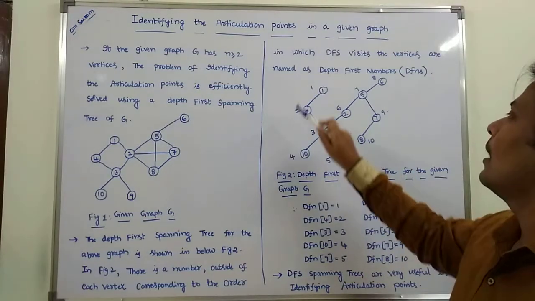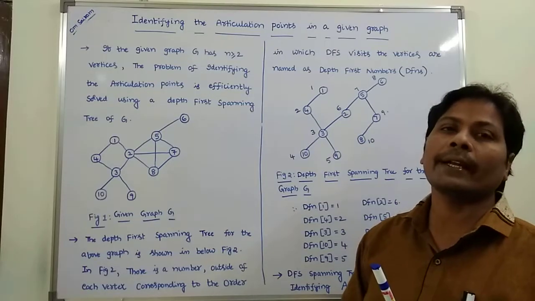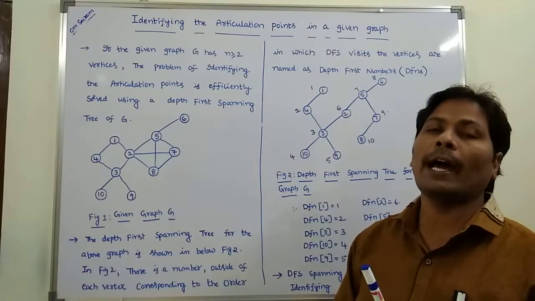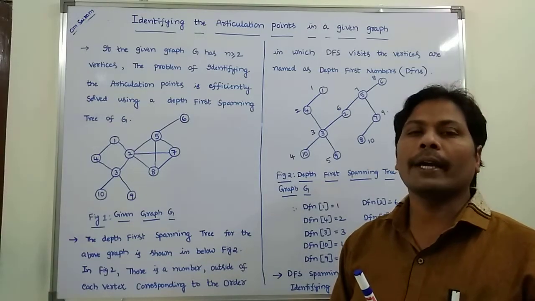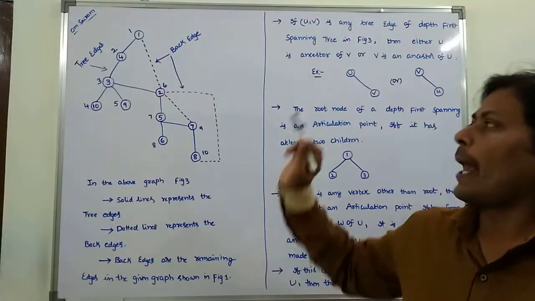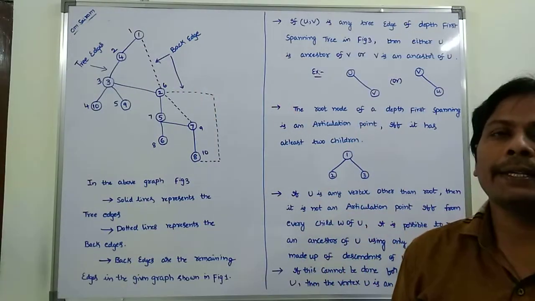Now this is the DFS spanning tree. This DFS spanning tree is used for identifying the articulation points in the given graph. Now this is the depth first spanning tree.